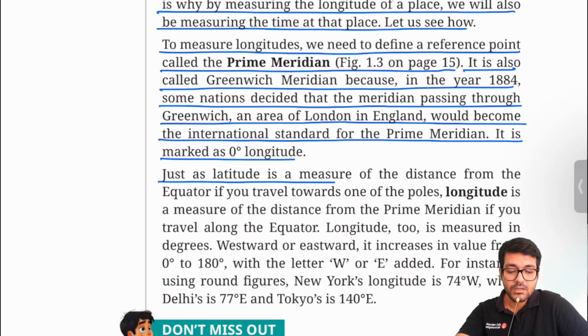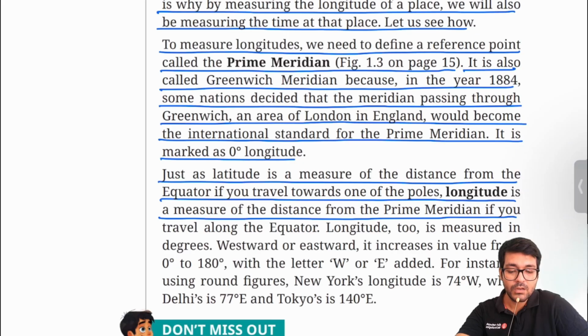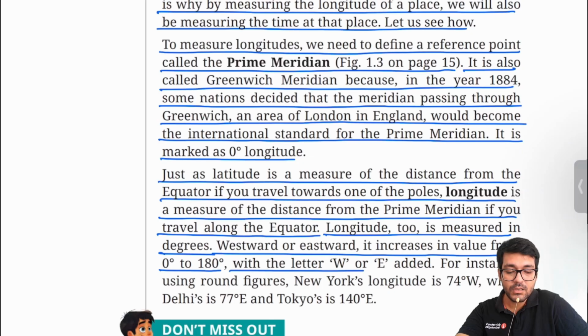Just as latitude is a measure of the distance from the equator if you travel towards one of the poles, longitude is a measure of the distance from the prime meridian if you travel along the equator. Longitude too is measured in degrees. Westward or eastward, it increases in values from 0 degree to 180 degree with the letter W or E added. For instance, using round figures, New York's longitude is 74 degree west, while Delhi's is 77 degree east and Tokyo's is 140 degree east.